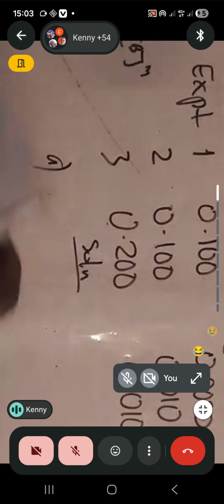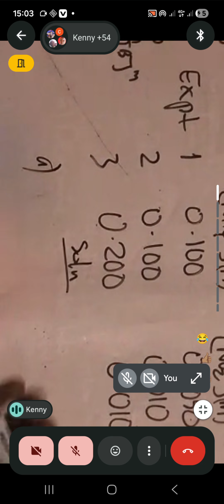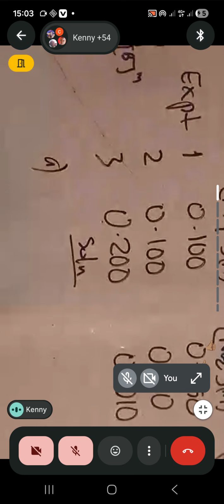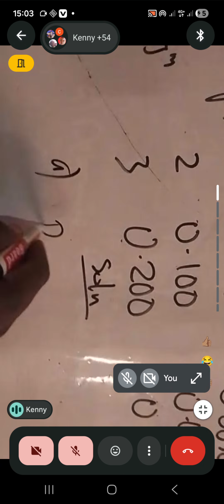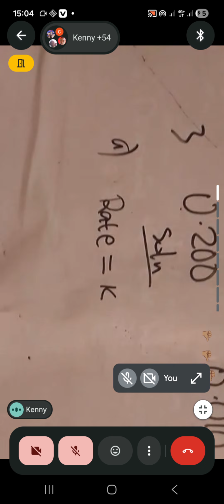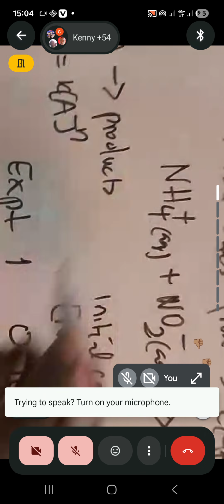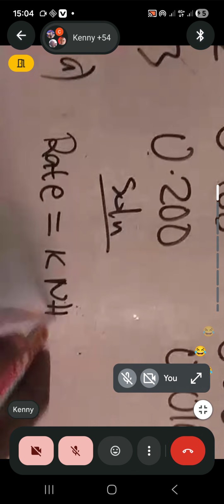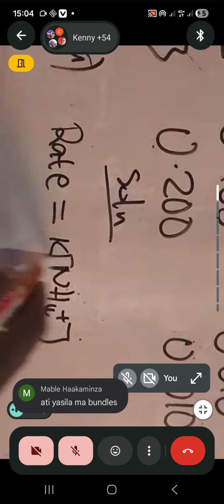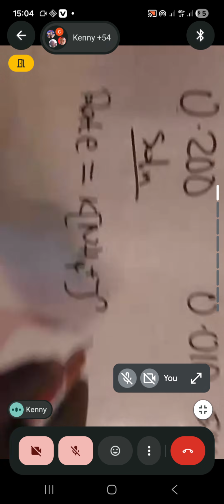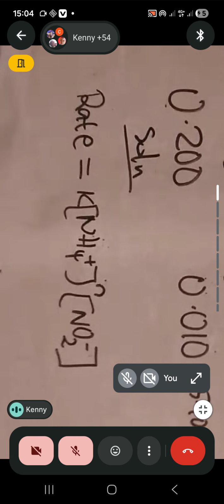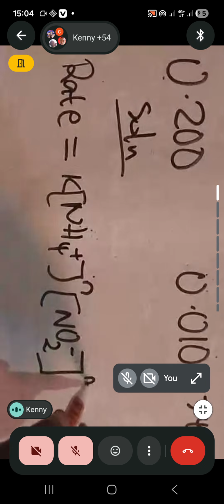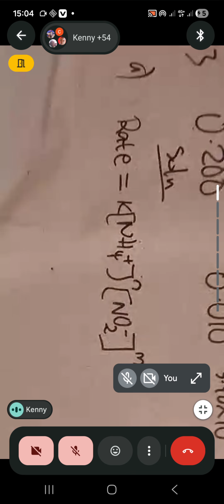Let me just determine the rate law. Then we shall continue when we meet next week. Okay. So in this case, we are going to say rate is equal to K times the concentration of NH4 to the power n times the concentration of NO2 minus to the power m. So this is the rate.